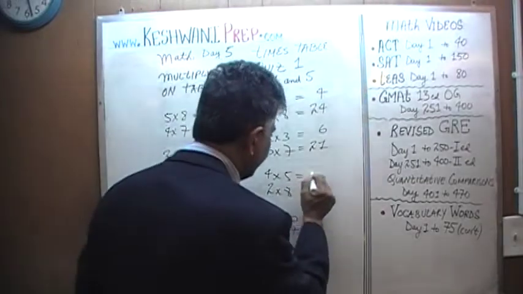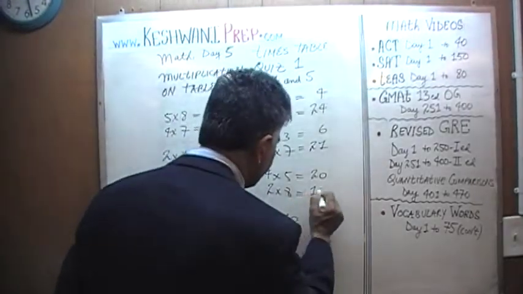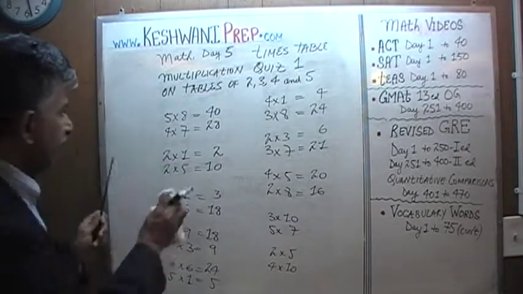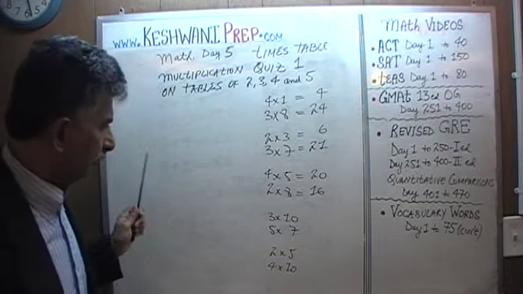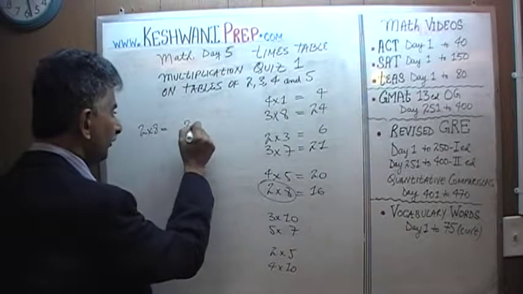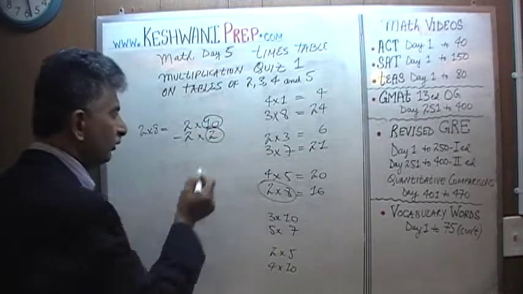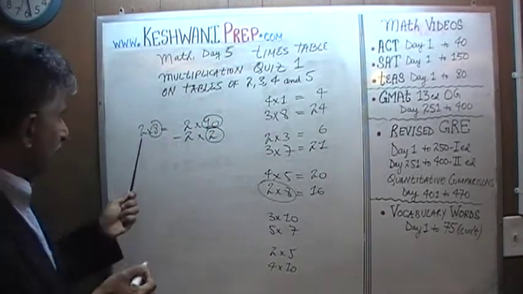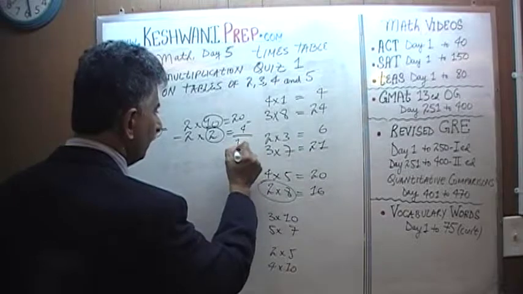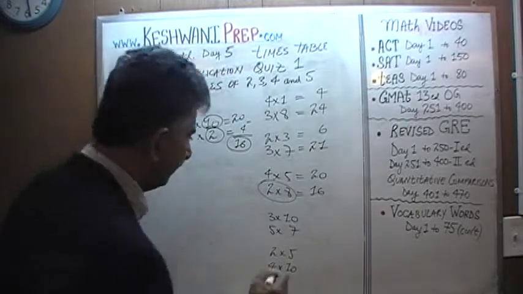4 fives are 20. How about 2 eights? 2 eights are going to be 16. I'm going to erase this part so I can talk about what I'm talking about here. This is what we're talking about, 2 eights. 2 eights has to be the same as 2 tens minus 2 twos. If you have 2 tens, and if you take away 2 twos, what you're left with is 2 eights. We know 2 tens are 20, and 2 twos are 4, so if you take away 4, we're left with 16. 2 eights are 16. How about 3 tens? 3 tens is very easy. 3 tens are 30.